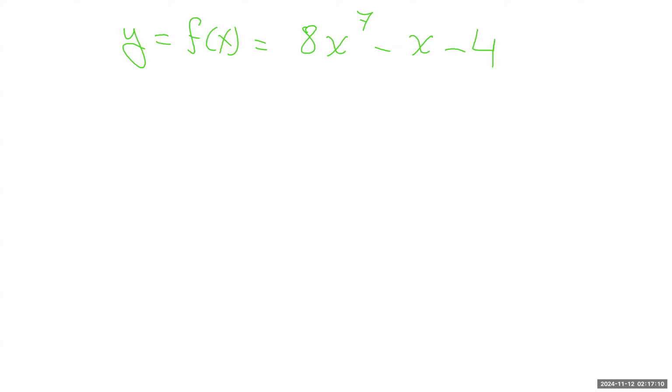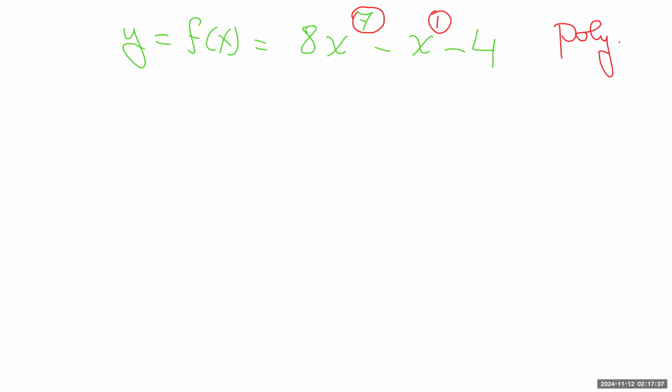Because we have 8 and 1 and 4, which are whole numbers. I'm not looking at 8 and 1 and 4. I'm looking at the powers. The power here is a whole number, 7. The power here is 1. And here there is no x, so the power here is 0. So this one is called a polynomial. Is it clear? Yes, clear.